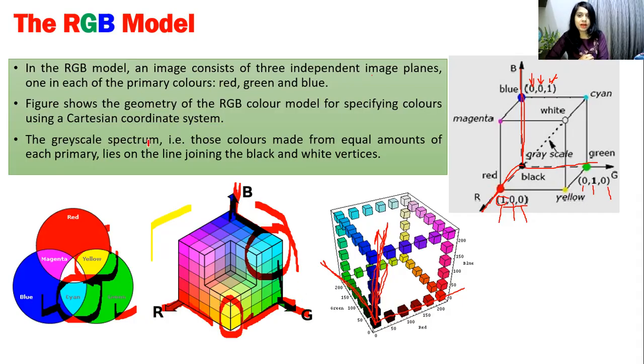The grayscale spectrum, those colors made from equal amounts of each primary, lies on the line joining the black and white vertices. So here you can see there is a white vertex, and here there is a black vertex, and this line indicates gray color.